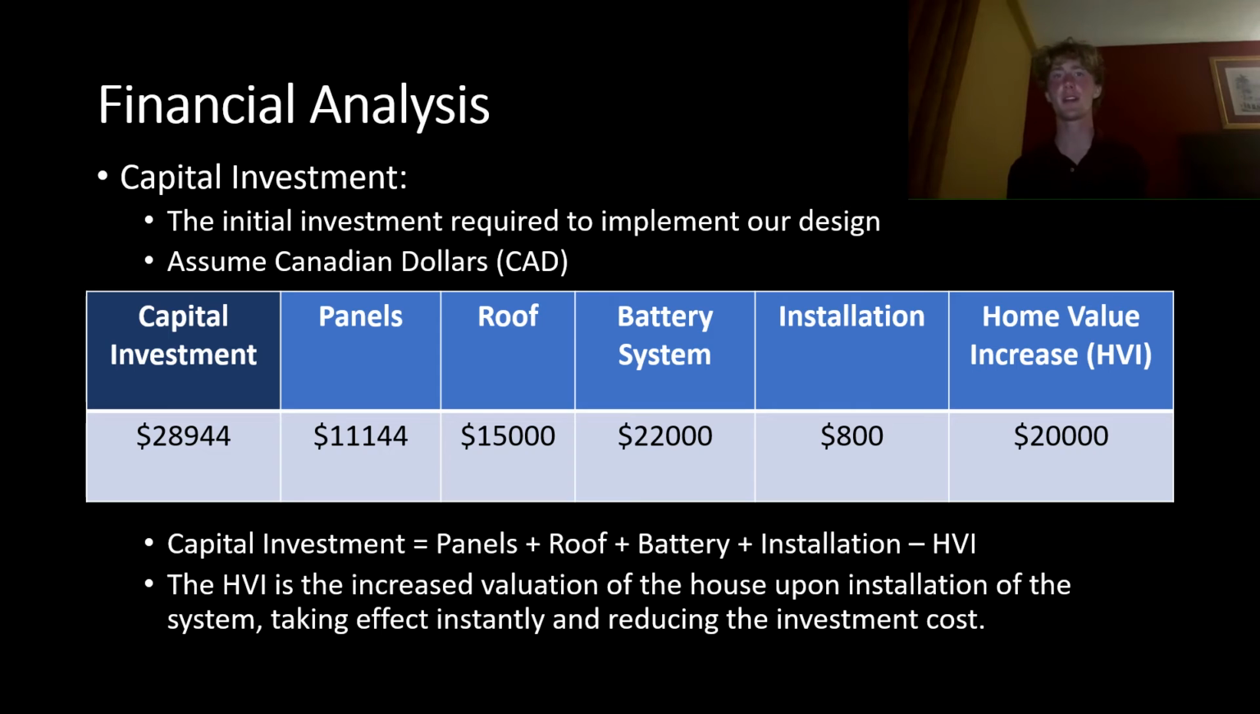It's estimated that the value of a home increases roughly 4% with a solar system, or around $20,000. Our final capital investment was around $29,000, quite steep. However, this includes the cost of the roof, an element that, yes, increases the initial investment. However, it decreases the amount of energy we use each year, thus decreasing the payback period of the system.